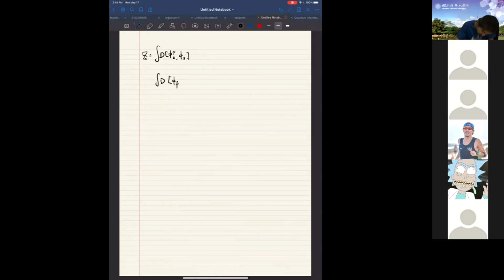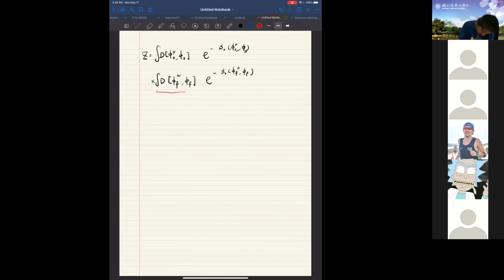This will be the fast mode. This is, let's label it, the slow mode action, which we defined in the previous page. And this is nothing but the fast mode action, right? And since this is a Gaussian integral, this is just a number, and then we just define this number as the partition function of the fast mode. Okay.